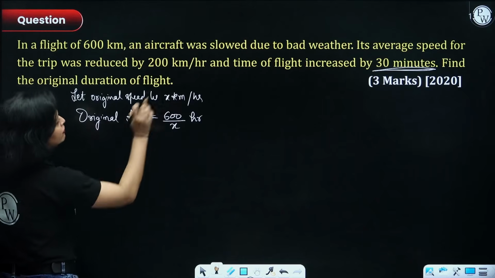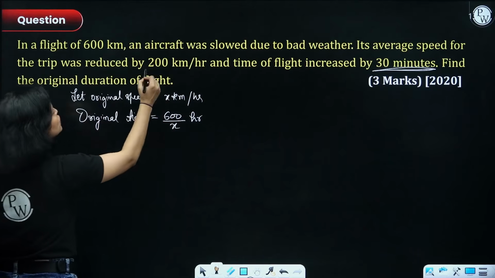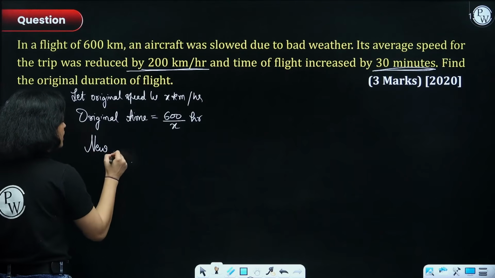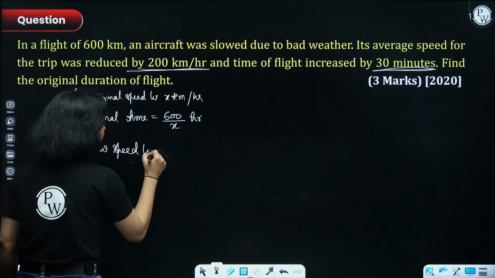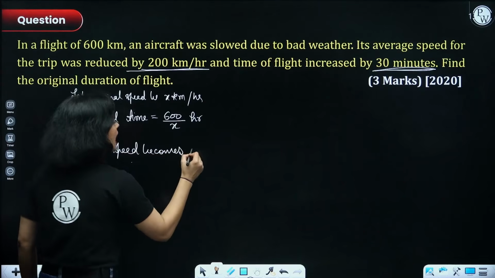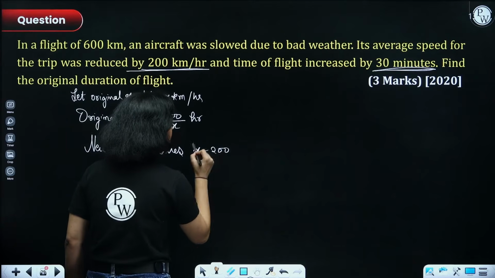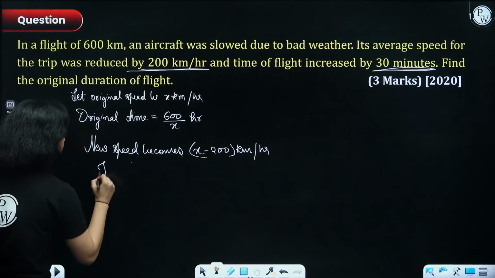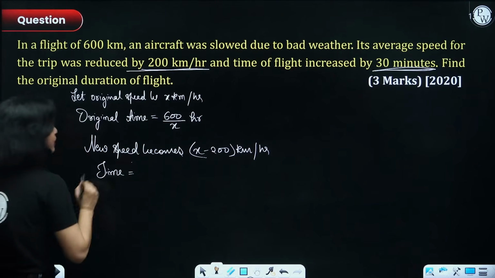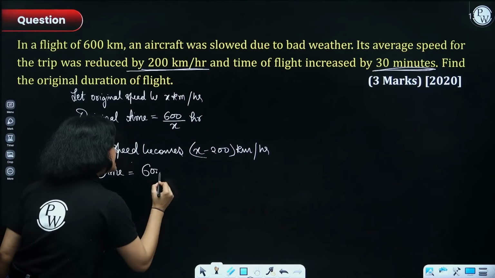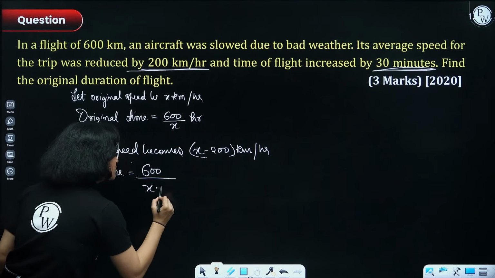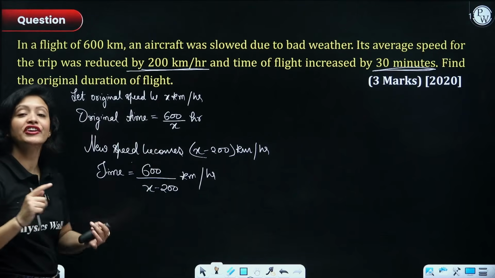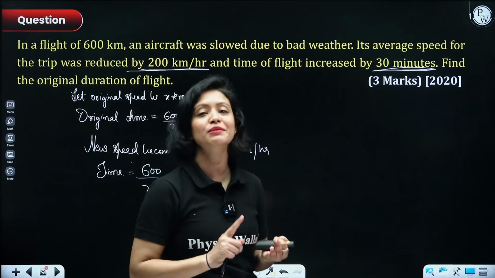Now, if the speed was reduced by 200 kilometer per hour, so the new speed becomes x minus 200 kilometer per hour, then what happens with the time, everyone? The time will become, distance is same, speed is x minus 200 now. Okay? So you have figured out two times, the original time and the new time.